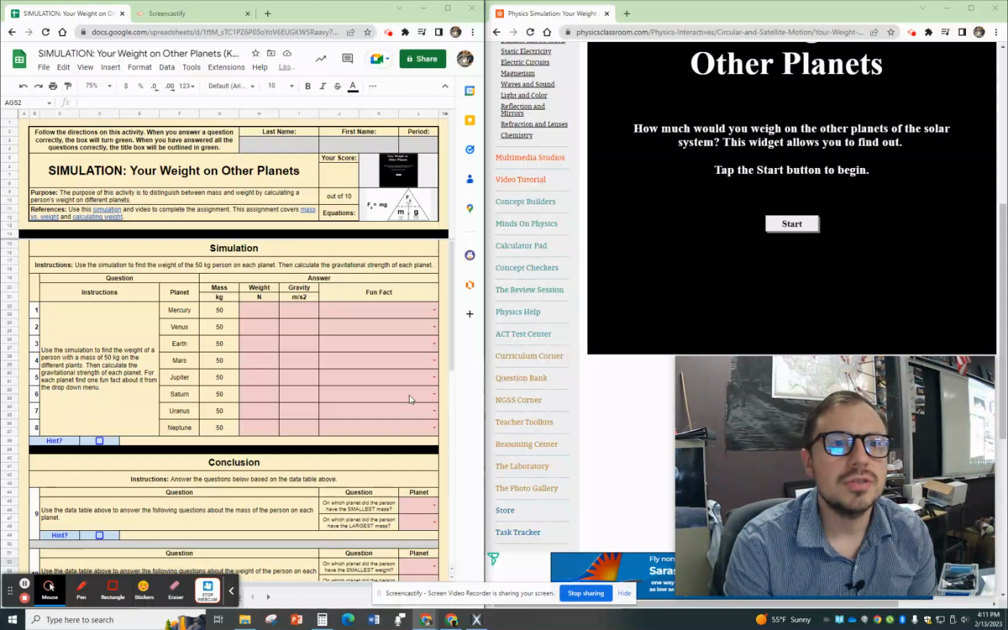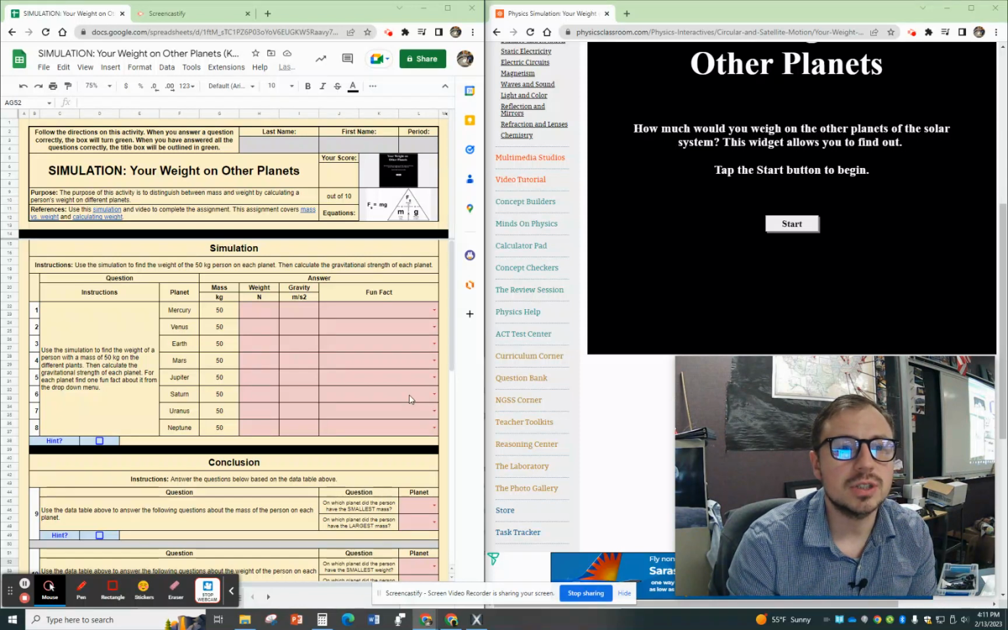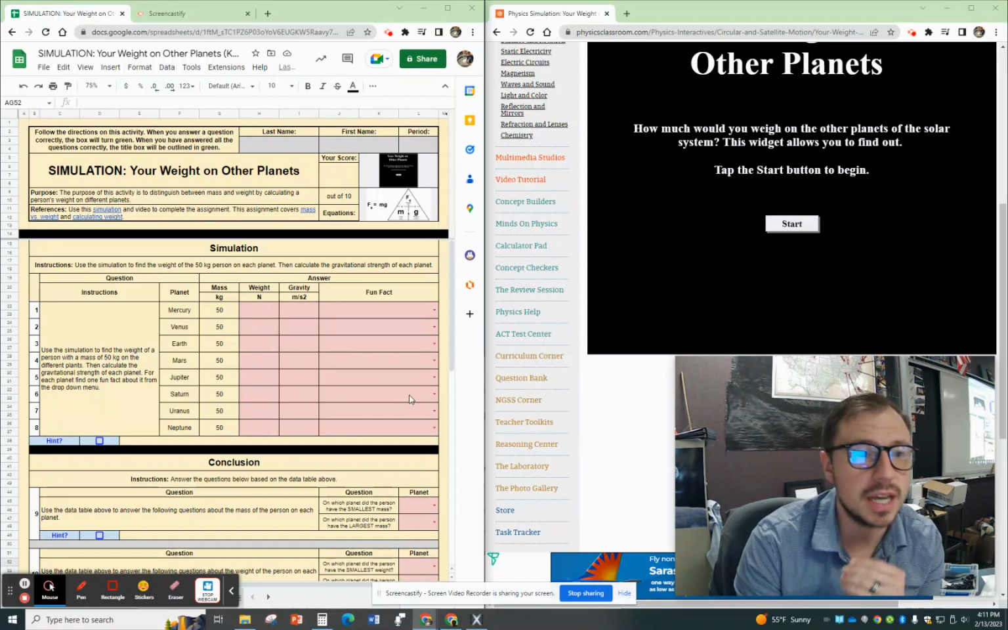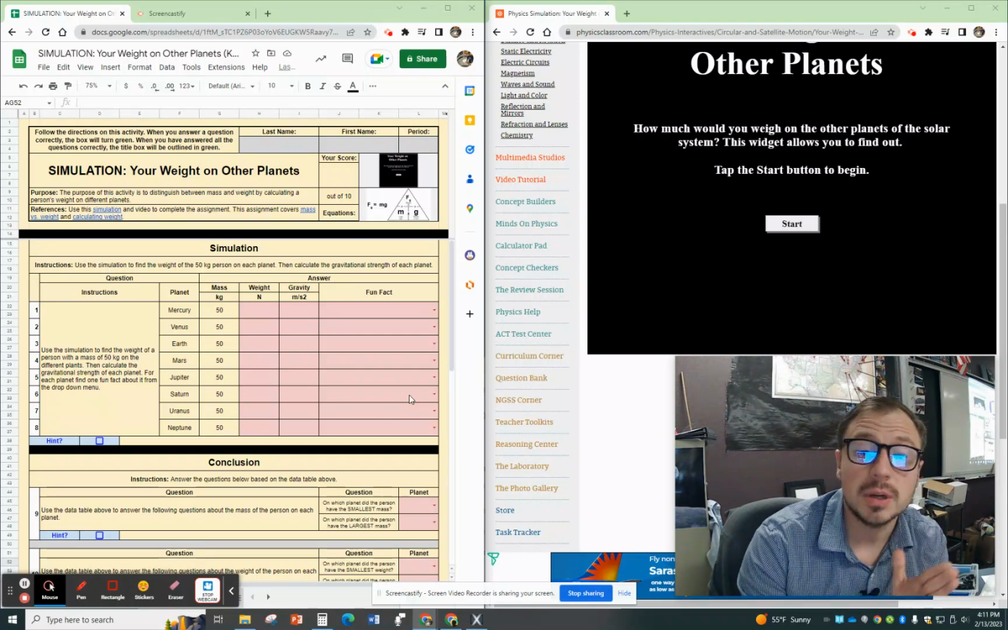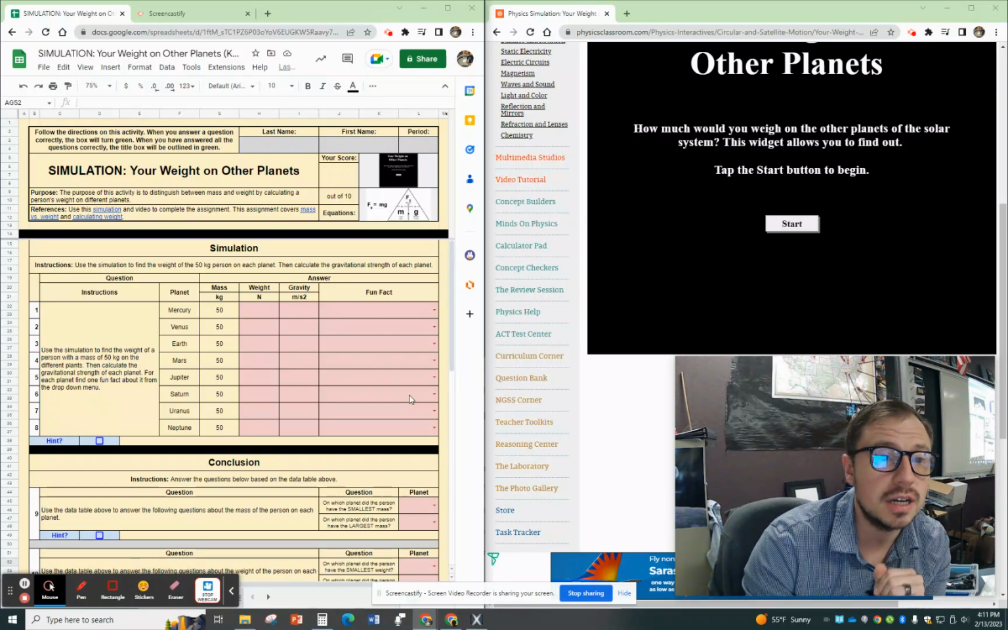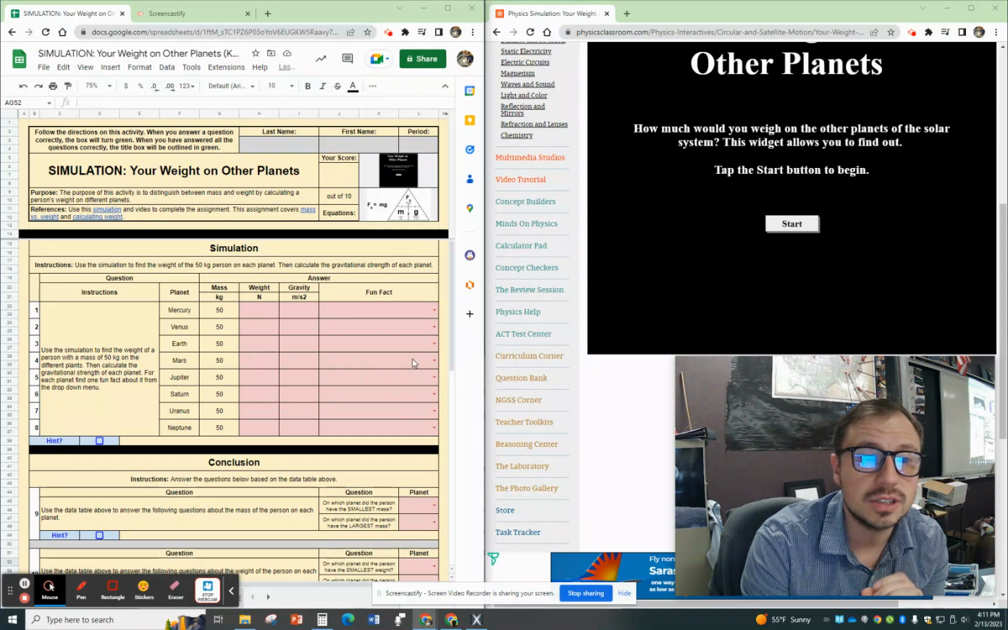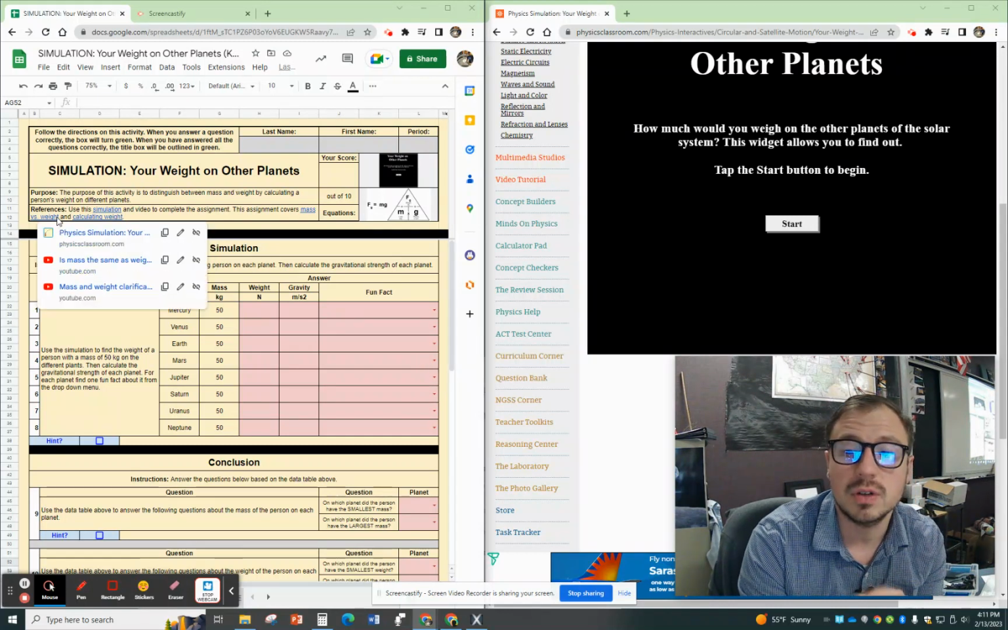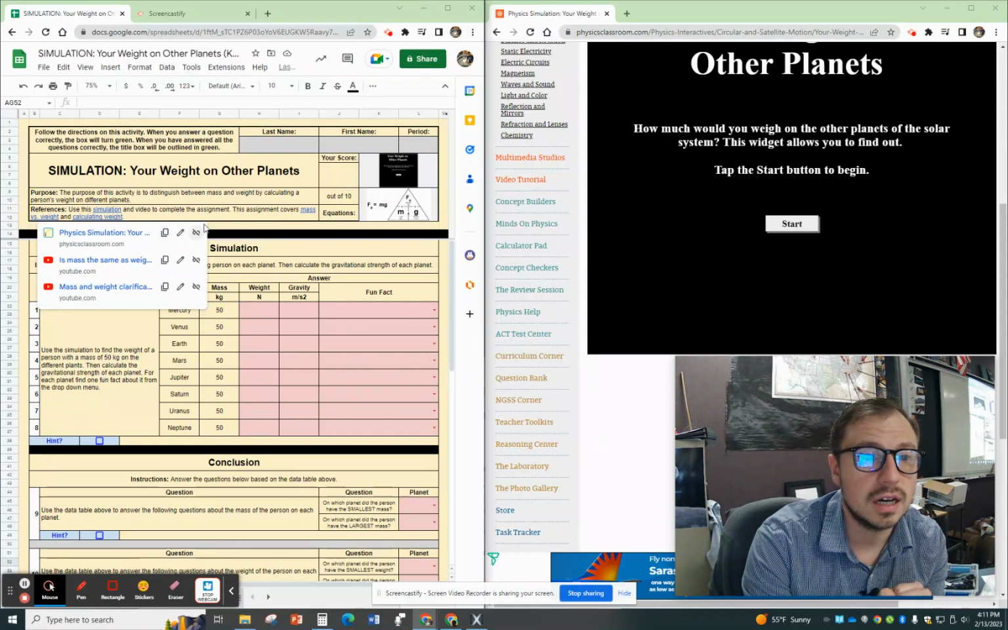This is the simulation for your weight on other planets. So the purpose of this activity is to distinguish between mass and weight by calculating a person's weight on different planets. So obviously I'm going to put the link to the simulation there and this video. This assignment covers mass versus weight, and there are several other links that will help you out there.